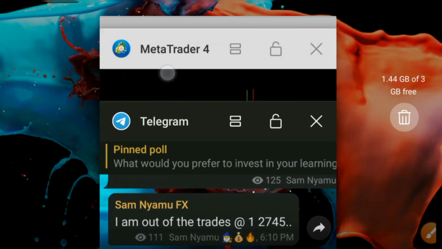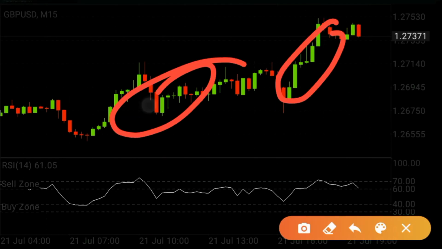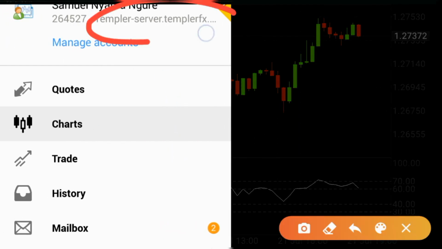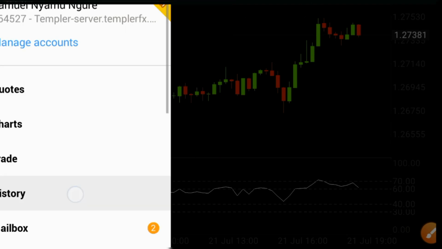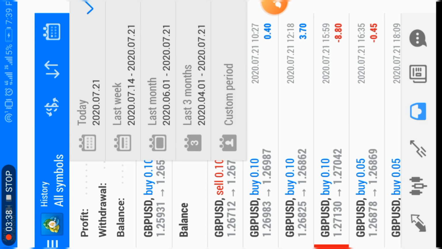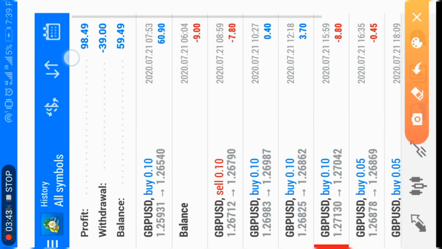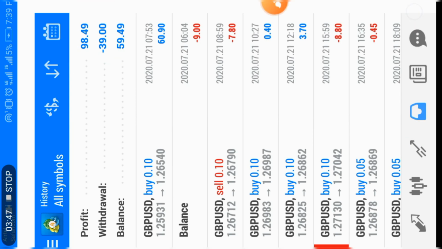If you come to my MetaTrader 4 right here, you can see that was a clean trade, and we also had another trade in the morning. Let's check on today's trades. You can see it's my real account, a small real account right here, Samuel Nyamo, my name. We can go to trade history, and maybe flip our phones. You can see today's trades. Clean, 98 bucks for today, that's like $100 profit.